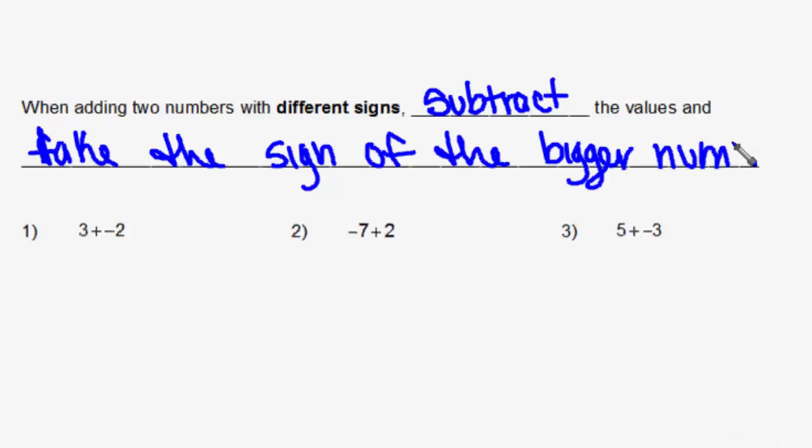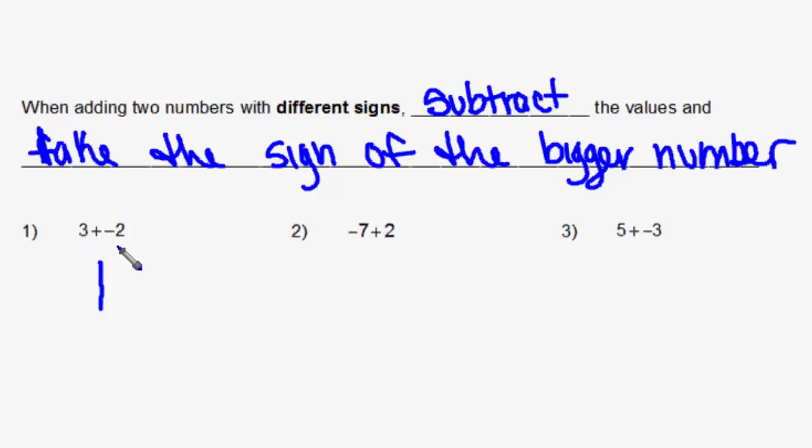Okay, so let me explain that. So, all of these examples down here, one is a positive number added to a negative number. Negative plus a positive, positive plus a negative. When you have opposite signs, it's helpful if you think of subtracting them, and you're going to take whatever sign is bigger. So let's look at example number 1. So we have 3 plus a negative 2. Subtract 3 and 2, and what would you get? You get 1.